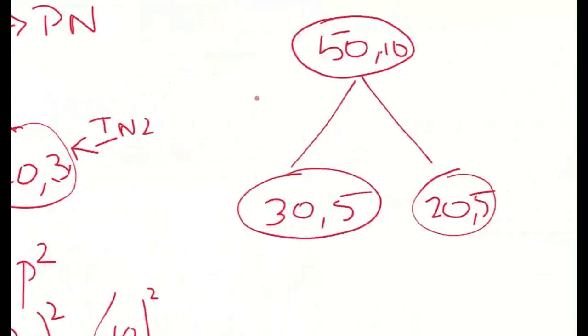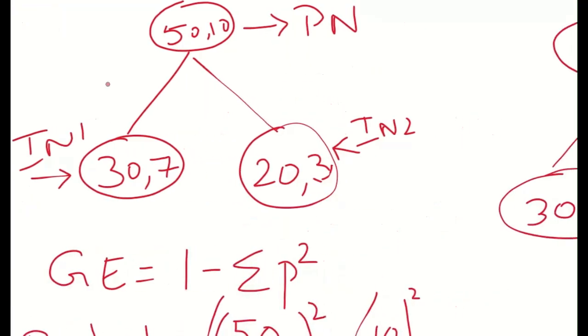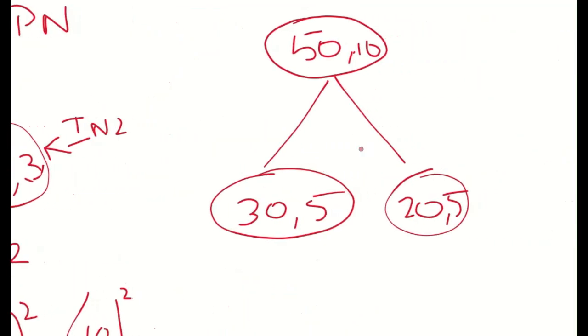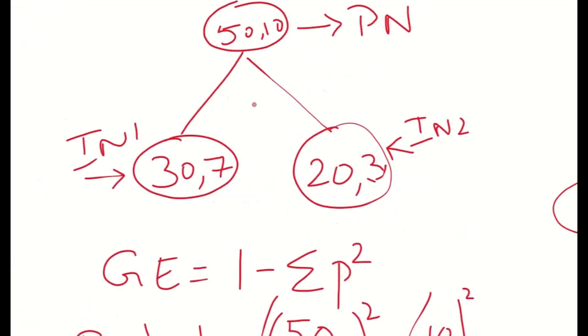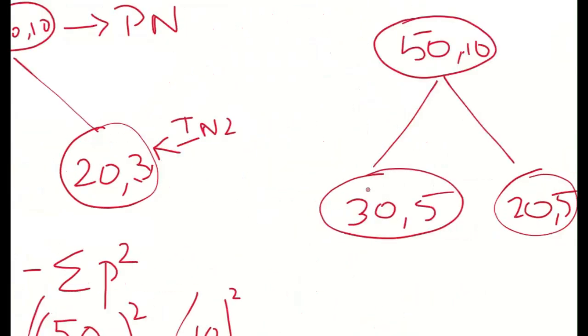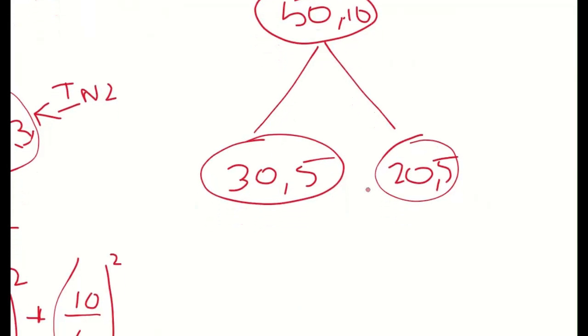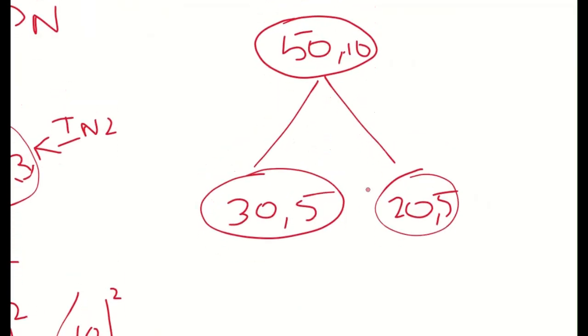But there are multiple choices in which we can split the data set. Now, instead of a condition that dictates this split, if we have another condition, we might end up with this split. There are 50 and 10 as in the original parent node, and we might have 30 and 5 and 20 and 5 instead of 30 and 7 and 20 and 3. So all the Gini indices that we are going to calculate for this split will be completely different.